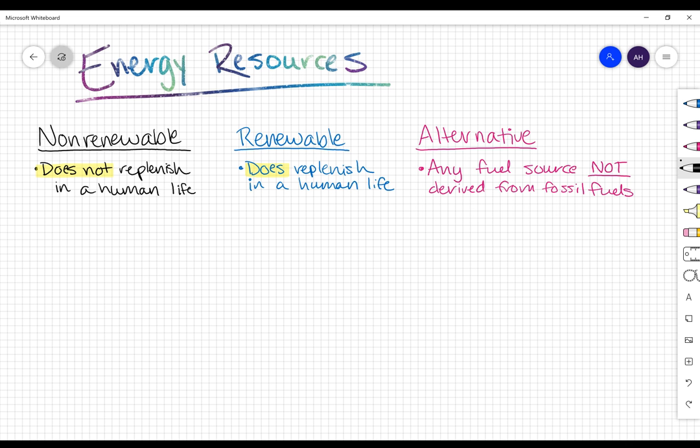And an alternative fuel source is any source that is not derived from fossil fuels. So if it doesn't have anything to do with fossil fuels, then it is considered an alternative fuel source, okay?